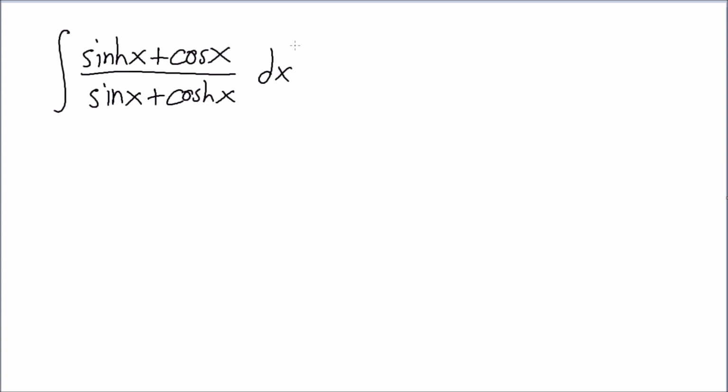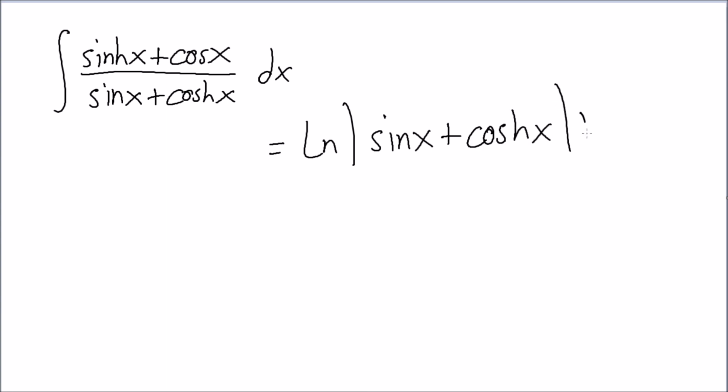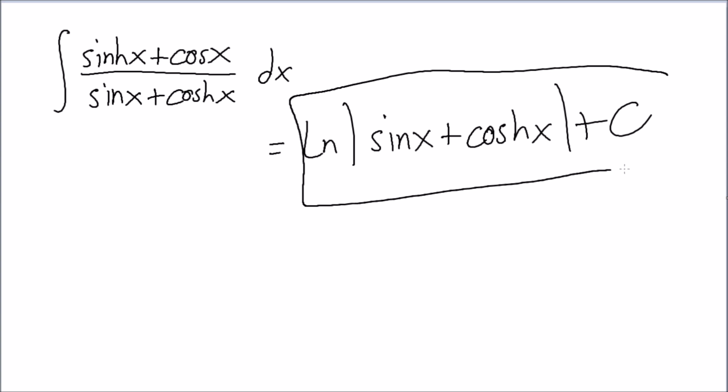Now what's this integral? ln of sine of x, because the derivative is cosine of x, and then plus cosh, because we know we don't need that negative, right? So yeah, just a simple u substitution on this one.